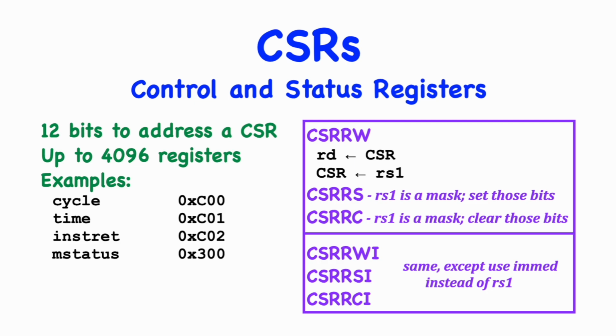Now, there's one more point to make about the CSR read and set and the CSR read and clear instructions where the source value comes from a register. If that register happens to be X0, the 0 register, then none of the bits of the CSR would be modified. So these instructions can be used to simply read a CSR.